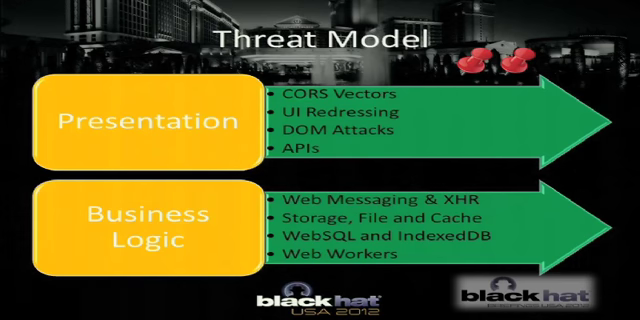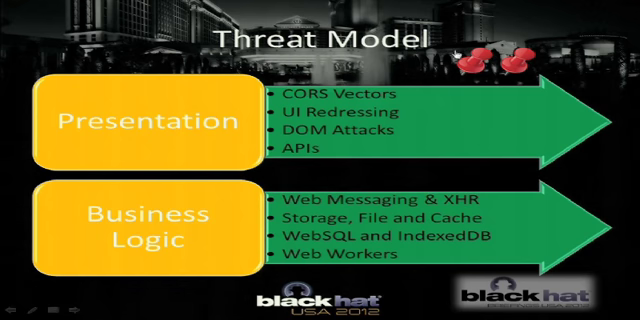Now, looking at the threat model, on the presentation, we have several different vectors which are emerging: CORS vector, UI redressing, DOM attacks, APIs. And on the business logic front also, we have web messaging and XHR, storage, file and cache, webSQL and IndexedDB and web workers. So this is a kind of a threat model which we are looking at.